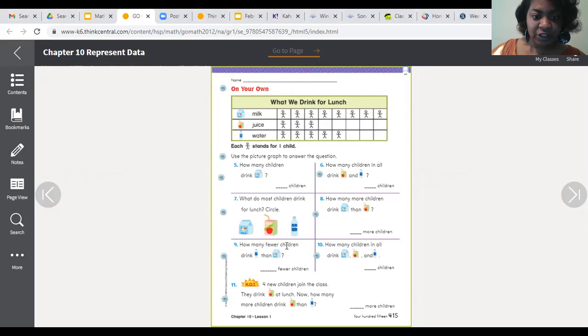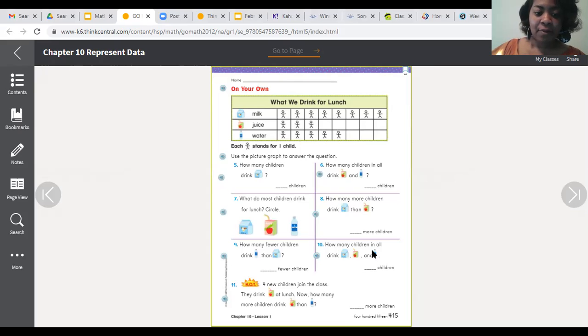How many fewer children drink water than milk? So remember, how many fewer? Another key word for me to subtract. So you would subtract water, the amount of people that drink water, from the amount of people that drink juice. How many children in all drink milk, juice, and water? In all, that means I need the total number of all of those individuals that drink those beverages. So you're going to go back and you're going to count up all 3 of those categories.